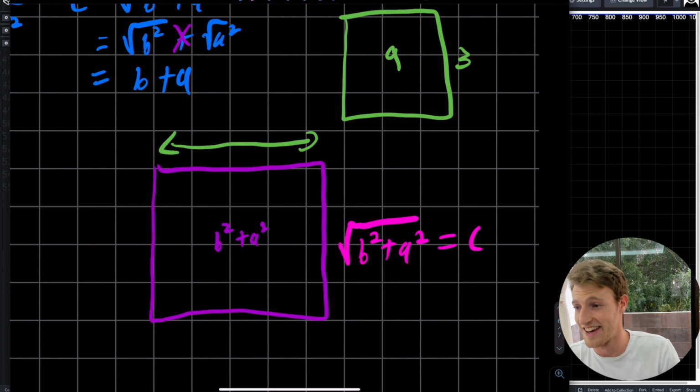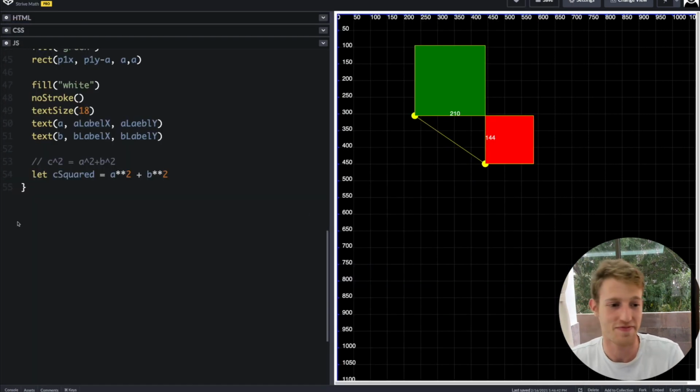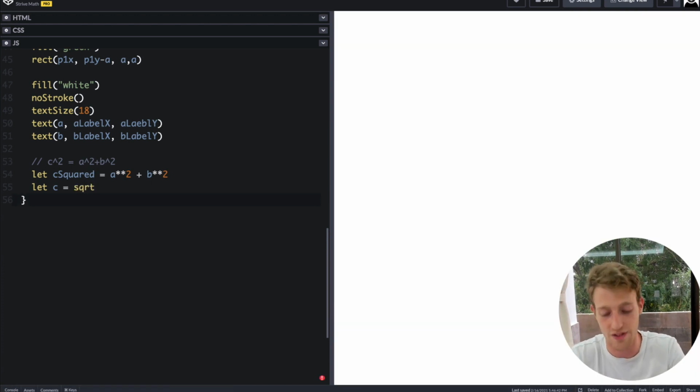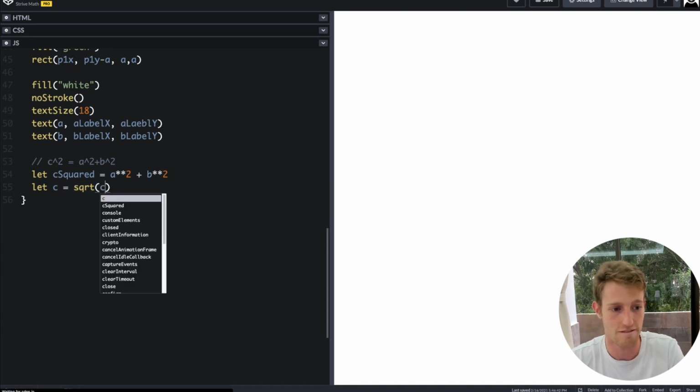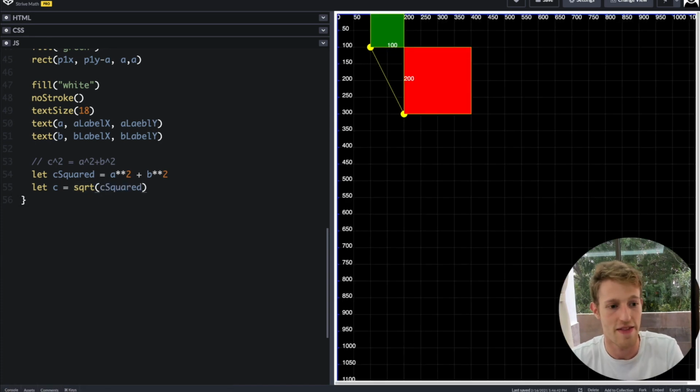A lot of math. Let's look at what it looks like in code. So we have what c squared is, right? And all we then need to do to find out what c is is very simple. We just say c is equal to, we need the square root function, and the square root function is sqrt. And we just put in c squared. That is now c. Okay? And now let's print it out first. Console.log c.